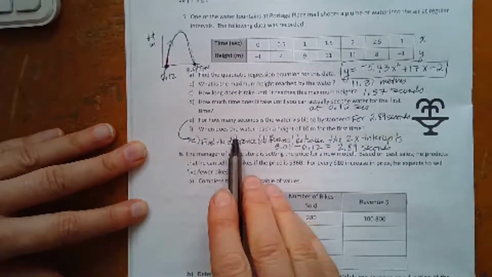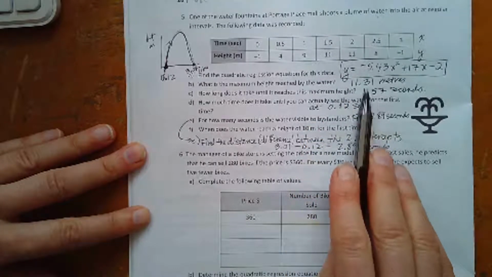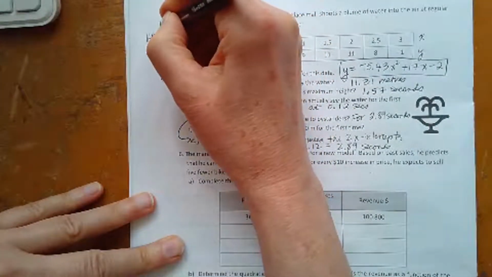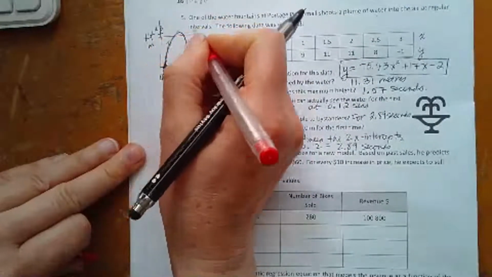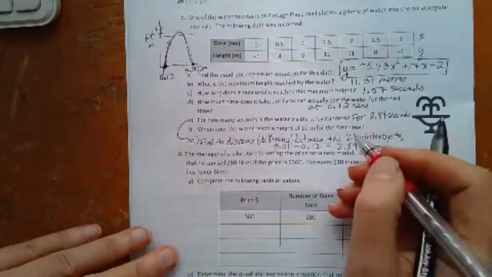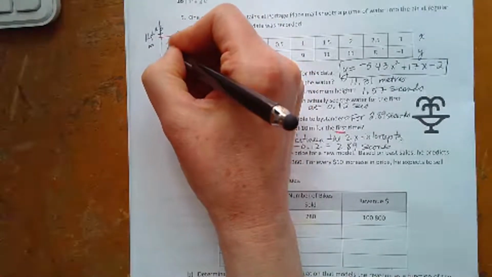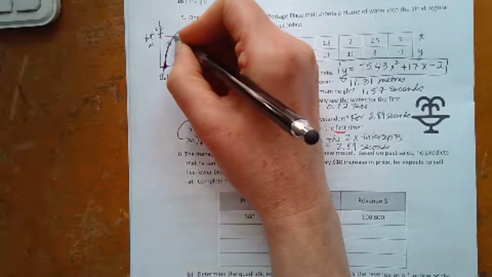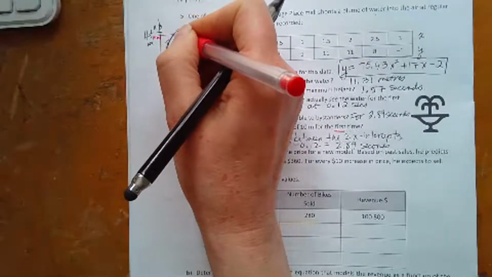And then finally, when does the water reach a height of 10 for the first time? Well, I know the maximum is, what was it? The maximum is 11.3. So 10 meters is going to be about here, right? That's why they're saying for the first time, because it actually reaches 10 meters twice. Once on its ascent, when it's climbing in height, then it reaches 11.3 and then it drops again. So it reaches 10 meters twice, but we want this spot.